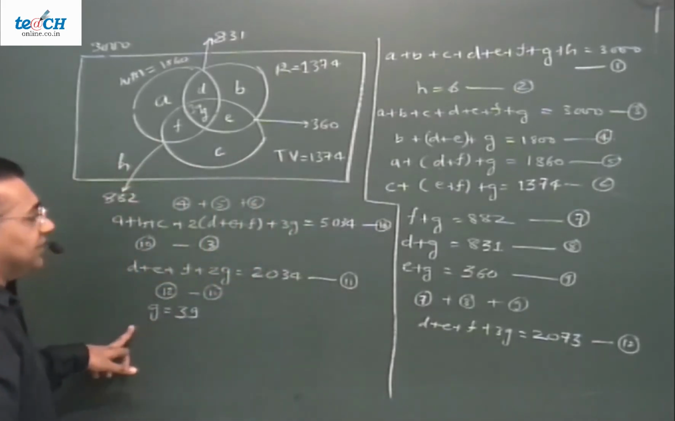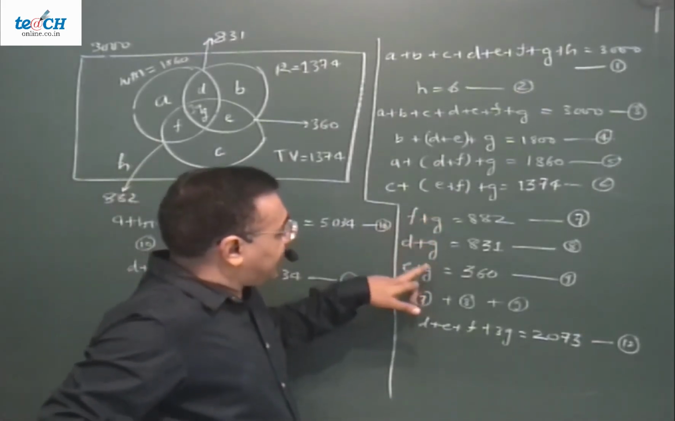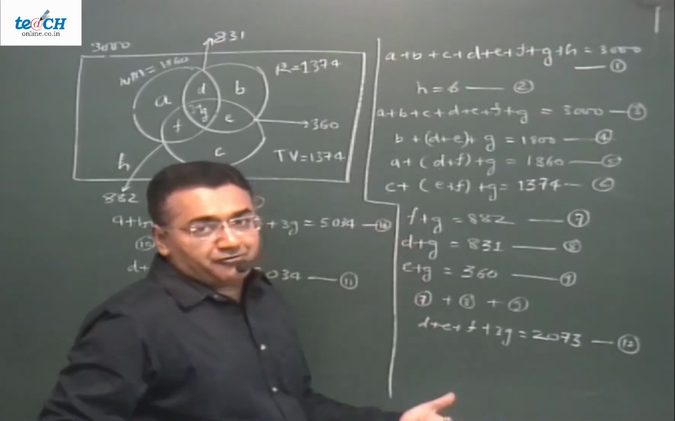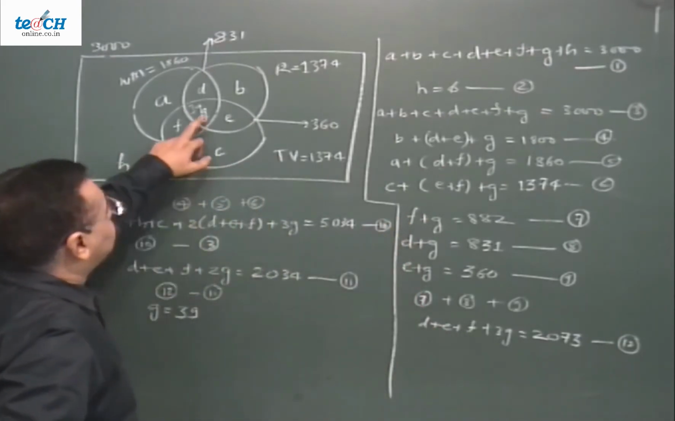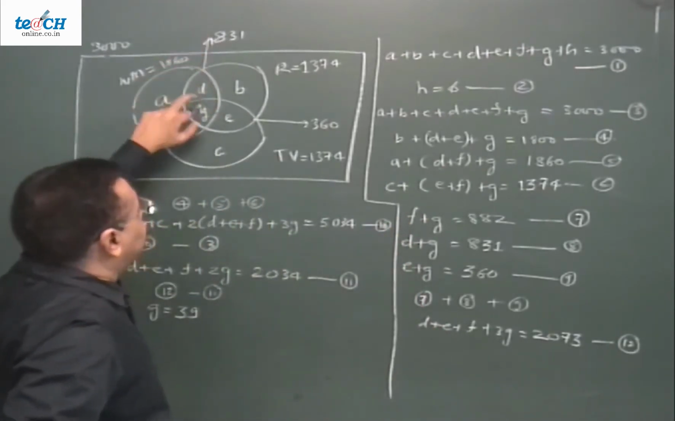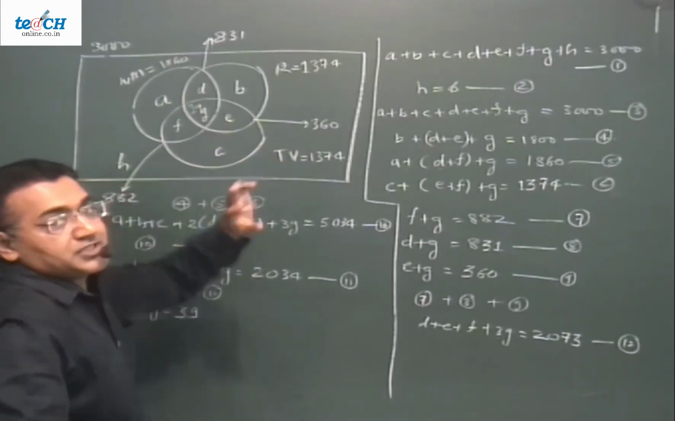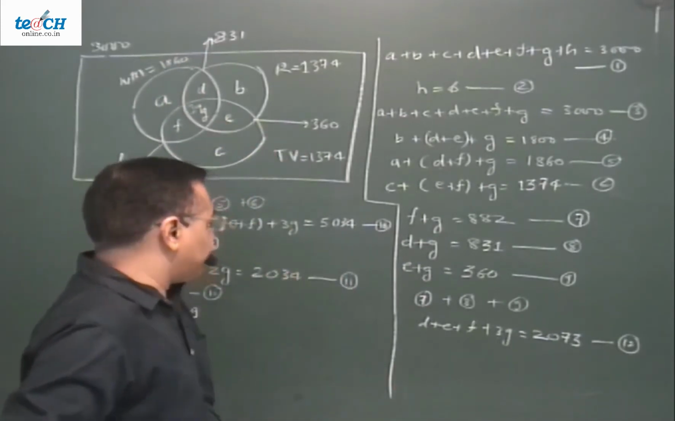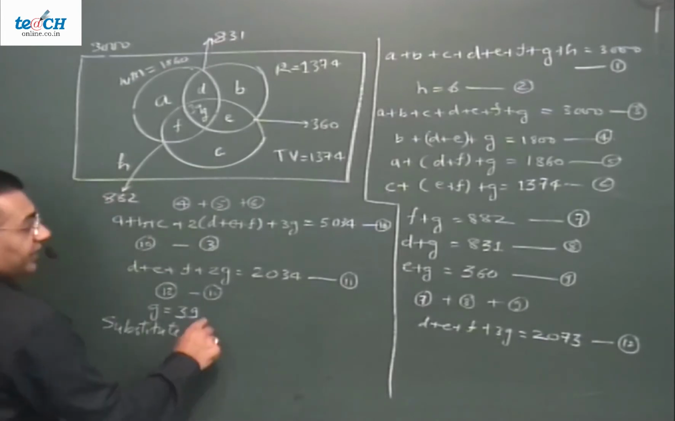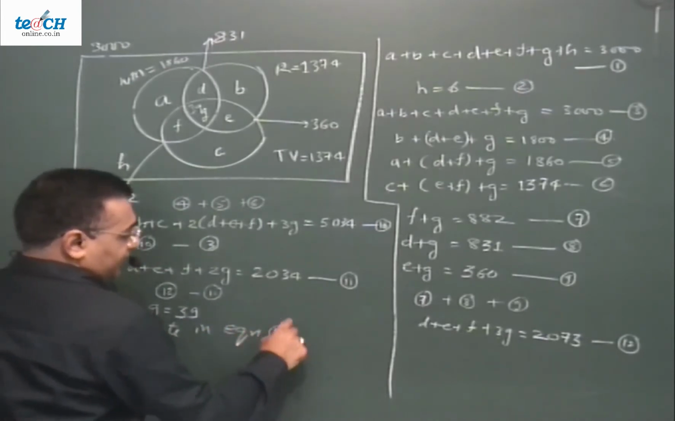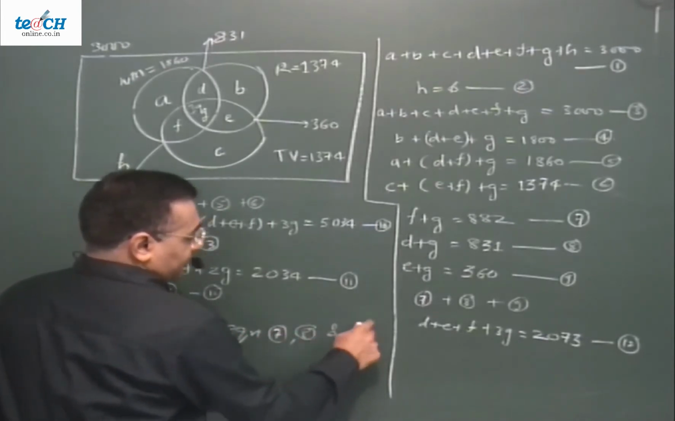Now I've got G. So if I substitute them in equation 7, 8, and 9, I get values of DEF. If you remember in the intuitive solution, we said we know G, so if I subtract it from here, I get this. If I subtract it from here, I get this. This was exactly what we were doing in the intuitive solution. So I'm substituting this in equations 7, 8, and 9.